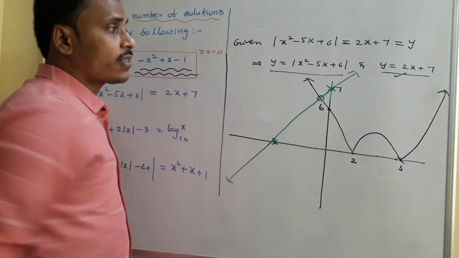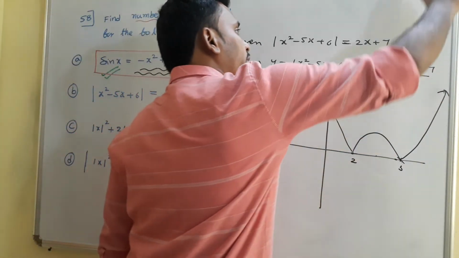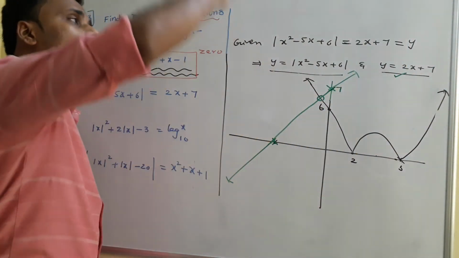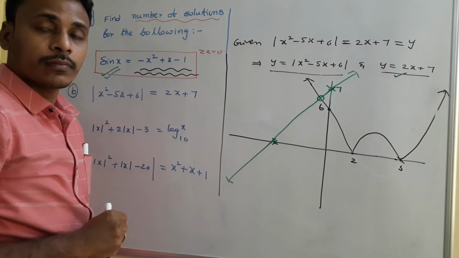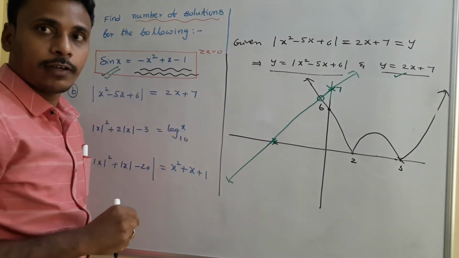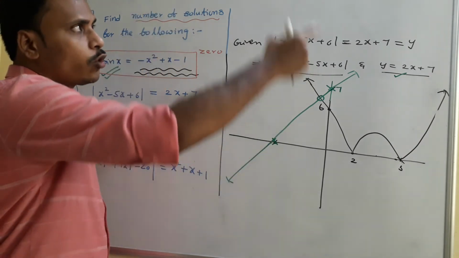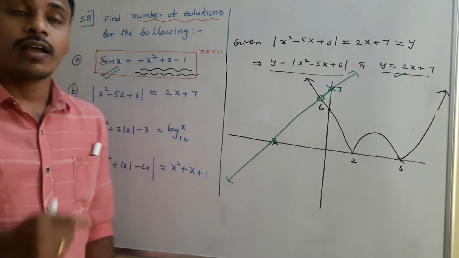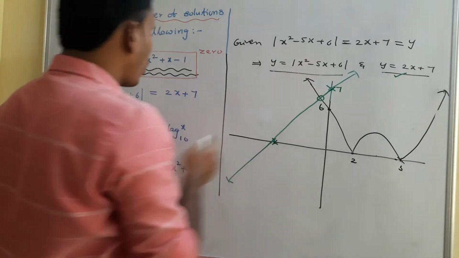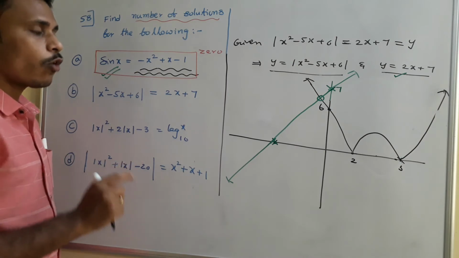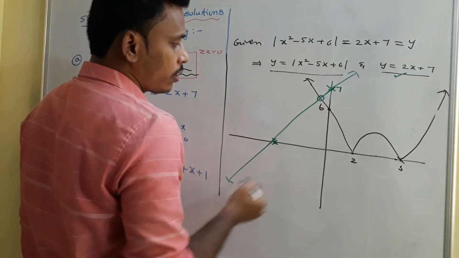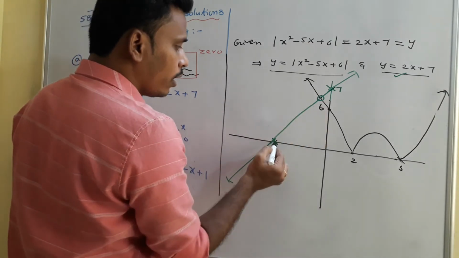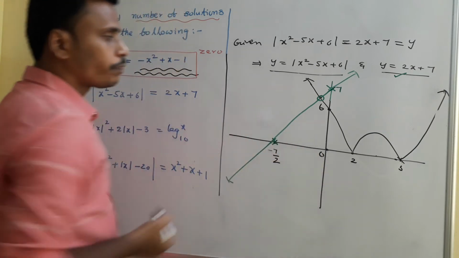This is one intersecting point, and when you extend this straight line, it goes on like that. When you extend this piece of the curve, it goes on like that. Those two may intersect at some other point. There is a possibility, but we are not sure about it. For surety, you just go in an algebraic way. But at least now we are confirmed that it has one solution, and as I said, this is minus 7 by 2, right? And that one solution is for sure in between minus 7 by 2 and 0.